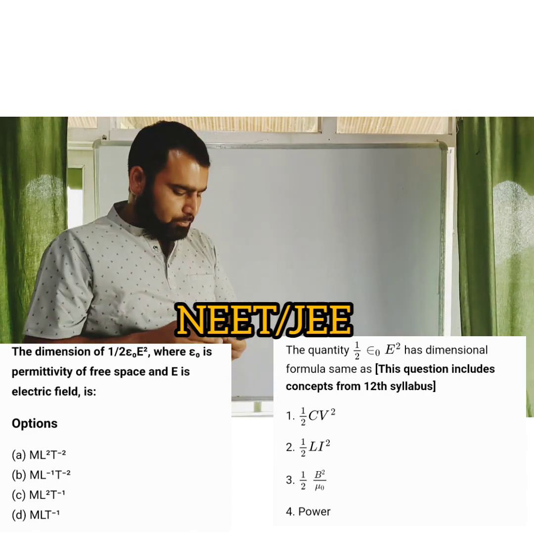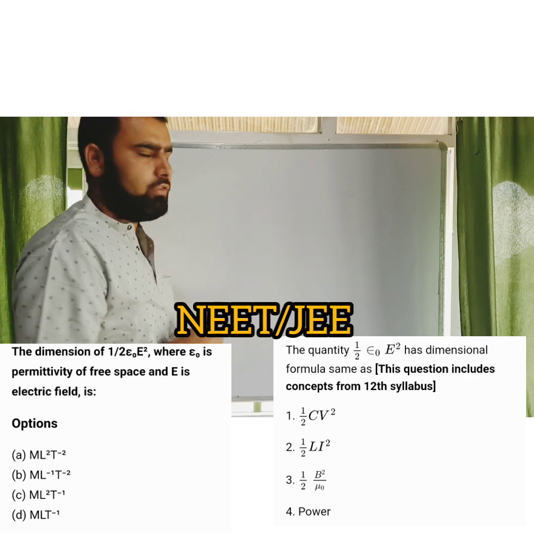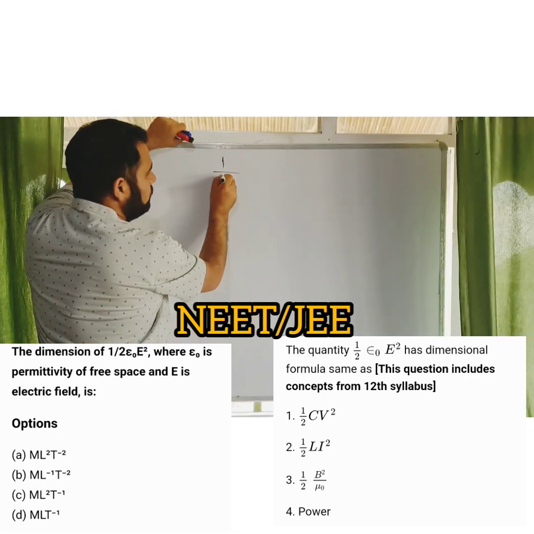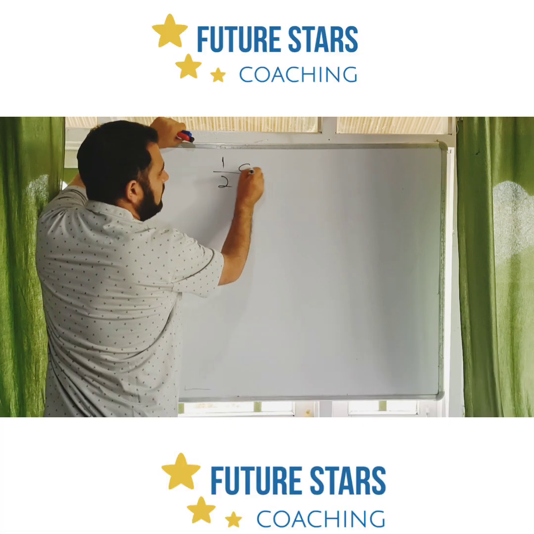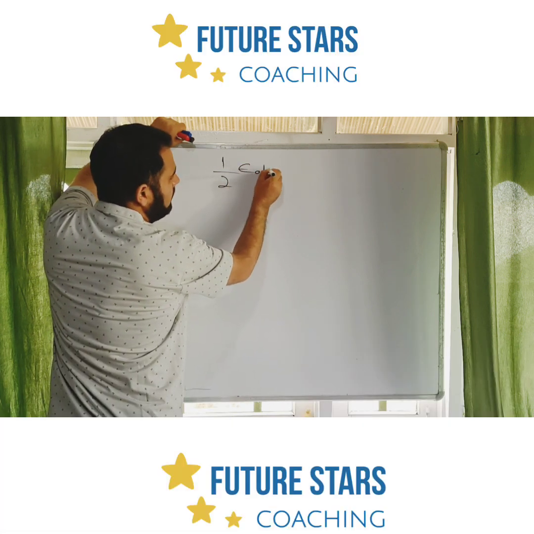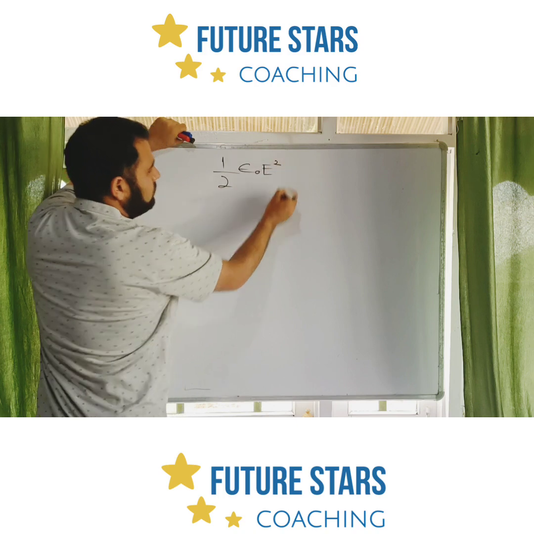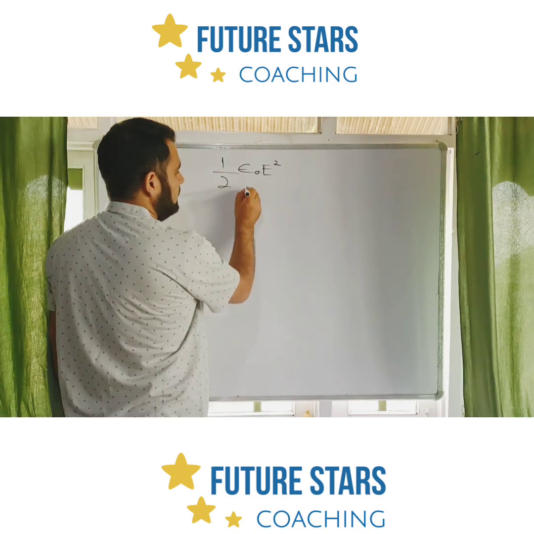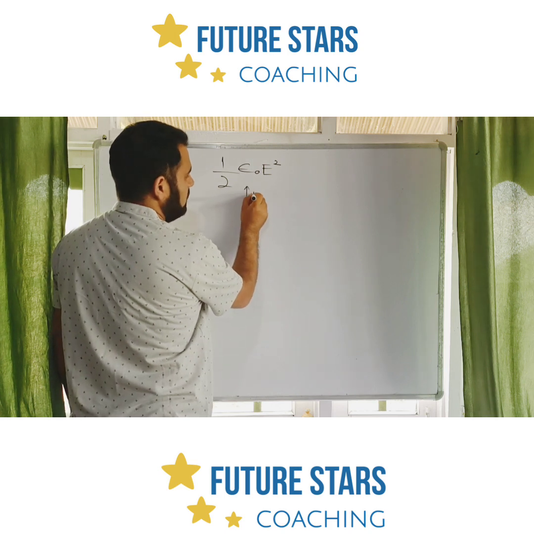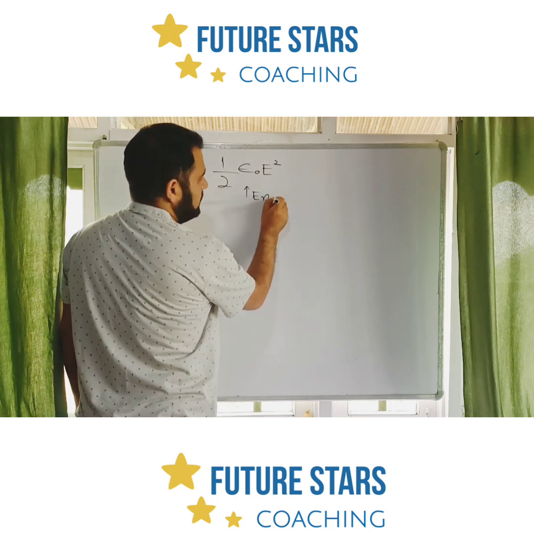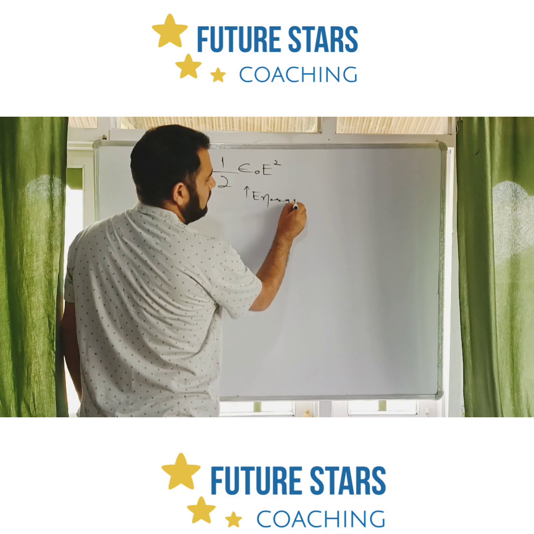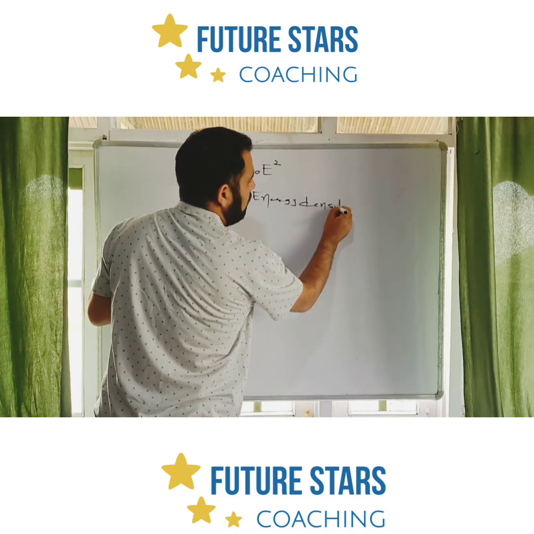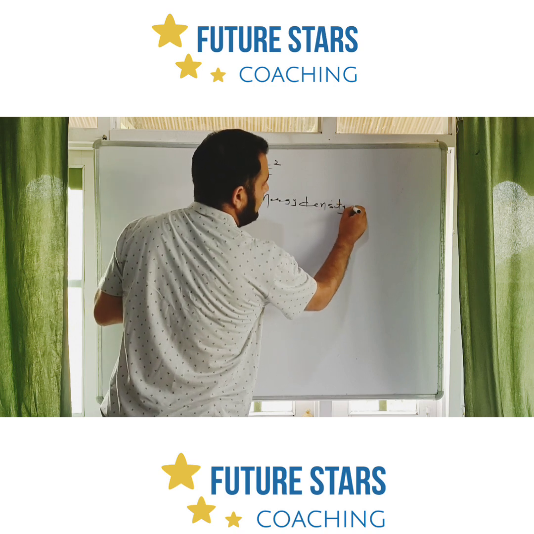As you know, energy density of electric field is represented by 1 by 2 epsilon naught E square. So the whole term here represents the energy density of an electric field.